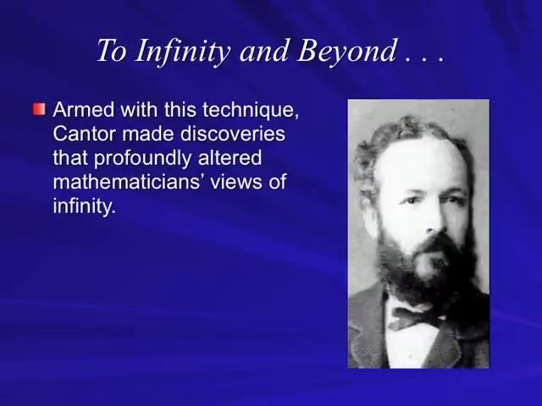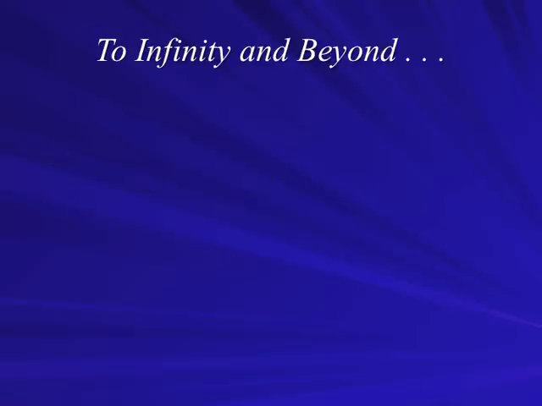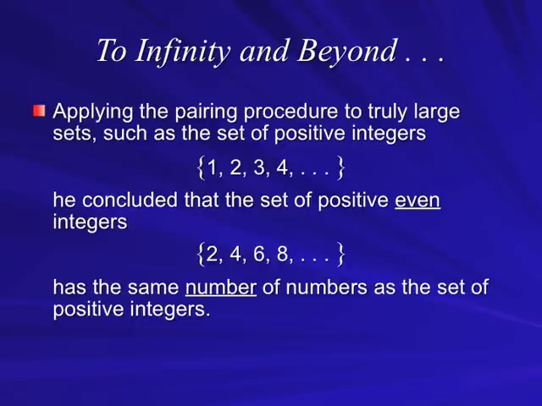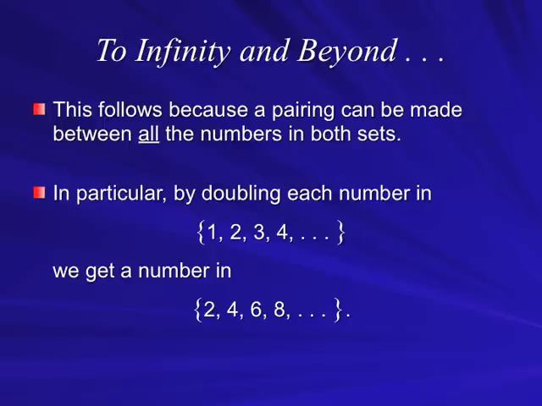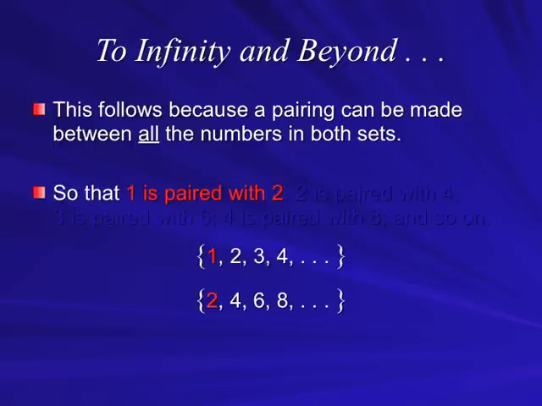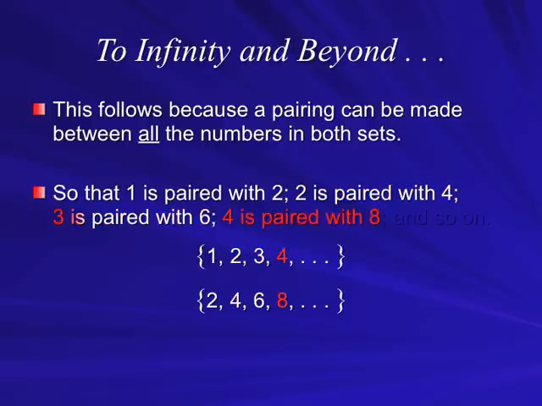Armed with this technique, Cantor made discoveries that profoundly altered mathematicians' views of infinity. Applying the pairing procedure to truly large sets, such as the set of positive integers, he concluded that the set of positive even integers has the same number of numbers. This follows because a pairing can be made between all the numbers in both sets. In particular, by doubling each number in the first set, we get a number in the second. So 1 is paired with 2, 2 is paired with 4, 3 is paired with 6, 4 is paired with 8, and so on.